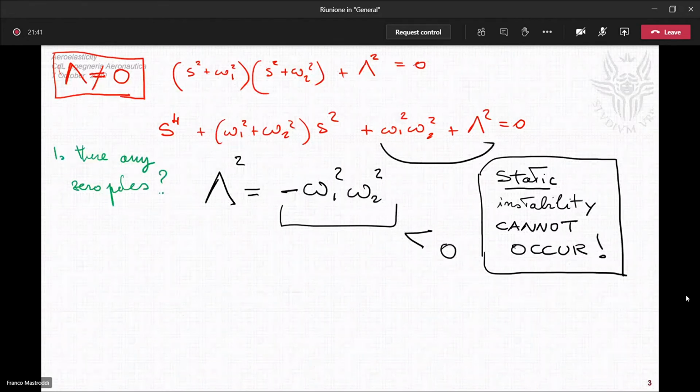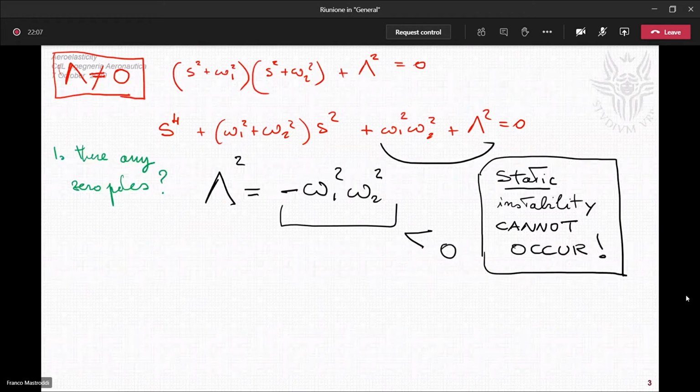Is there the possibility, by varying the lambda parameter, to have a zero pole? The answer to this question is that this case can also be reached when you have lambda equal to minus (omega 1 by omega 2) to the power 2. And that means that lambda square should be a negative number in this case. So you have an imaginary value for the parameter for having this condition.